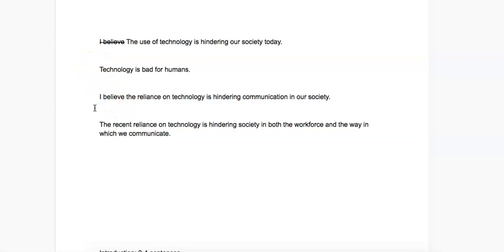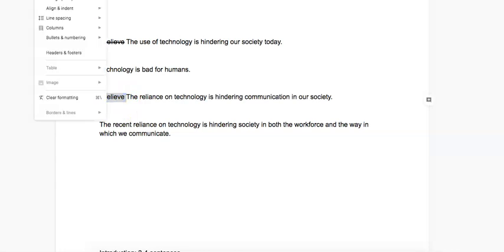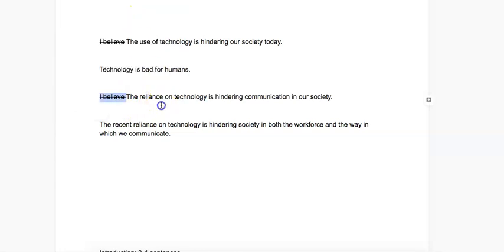This third thesis, again, we'll start with I believe the reliance on technology is hindering communication in our society. Again, fine if the student wants to begin that way, but then show them that they didn't need that crutch at all, that they had a thesis without needing to do that. So again, an argumentative thesis is not a three-pronged thesis. It is just a statement. It is the statement of the student on what the position is that they're going to be arguing.